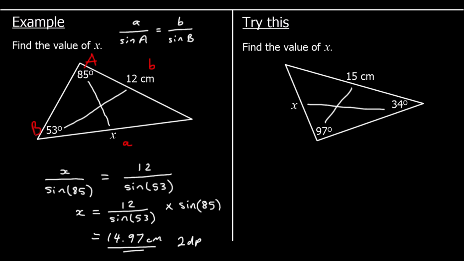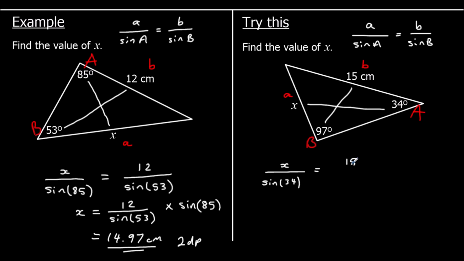So we're using the sine rule for lengths, which is a over sine A equals b over sine B. So if we have x as little a, that means 34 is big A. If we have 15 as little b, that means 97 is big B. So substituting in, little a is x, so x over sine, a's opposite is 34, equals 15 over 15's opposite, which is 97, so it'll be sine 97.